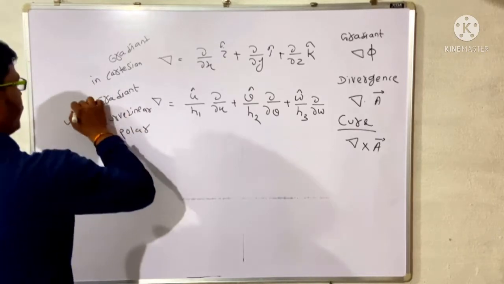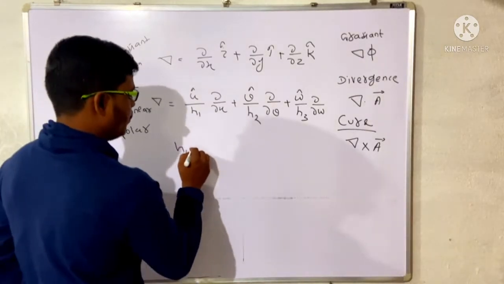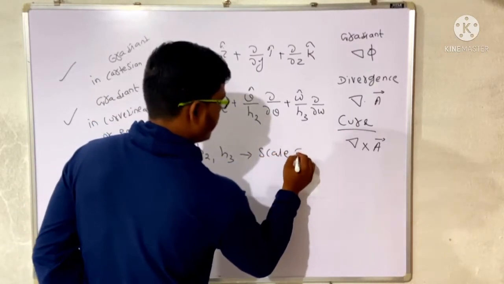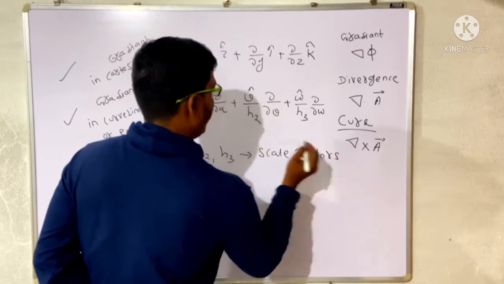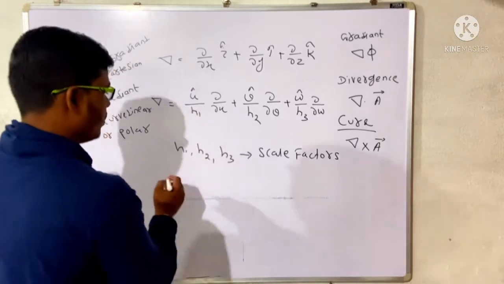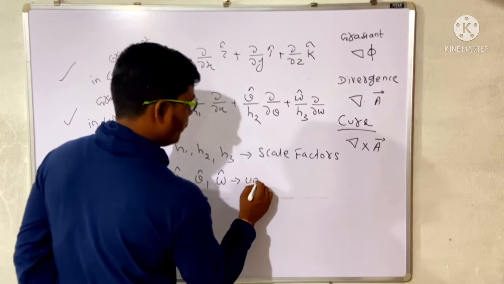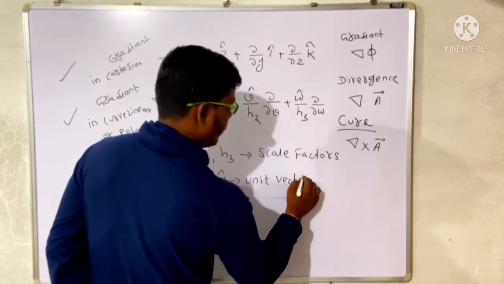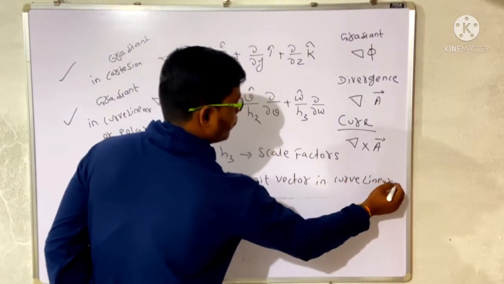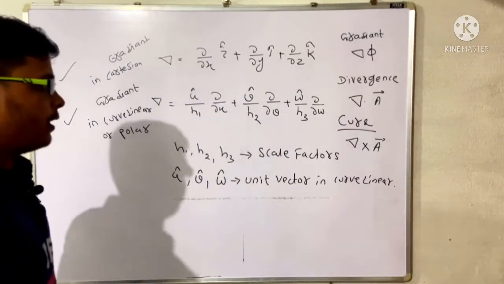So these are two important things you have to know. Then what are h1, h2, h3? H1, h2, h3 are all scale factors, and u cap, v cap, w cap are unit vectors in curvilinear coordinates. These are the basic things you have to know to read more about vector integration.